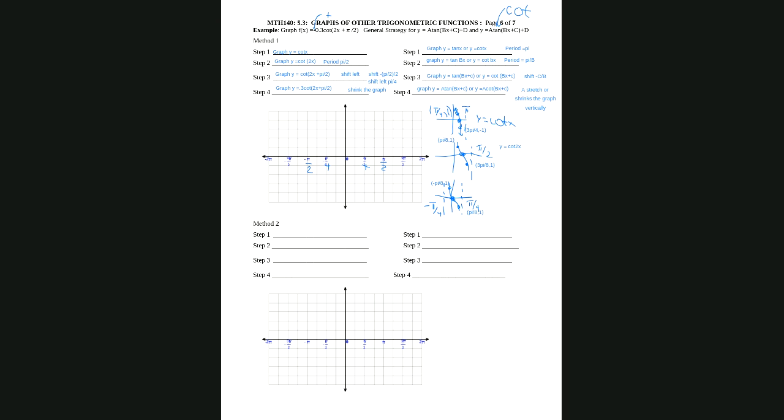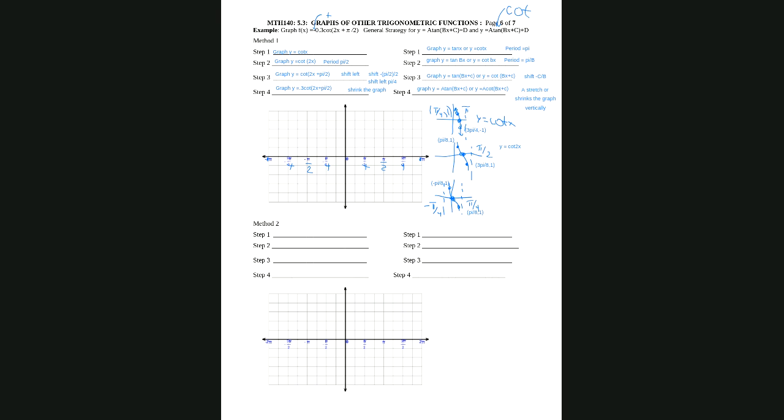And then 3 pi over 2, I'm going to change that into 3 pi over 4. And same thing for negative 3 pi over 2. I'm going to change that into negative 3 pi over 4. And then 2 pi, I'm just going to turn into pi. And then negative 2 pi, I'll also turn into negative pi. Okay, so I've changed the numbering on my x-axis.